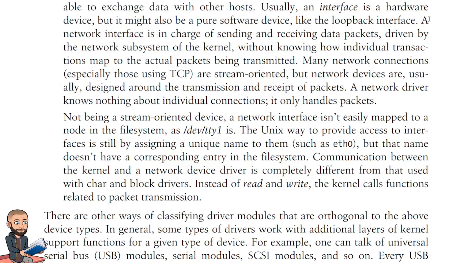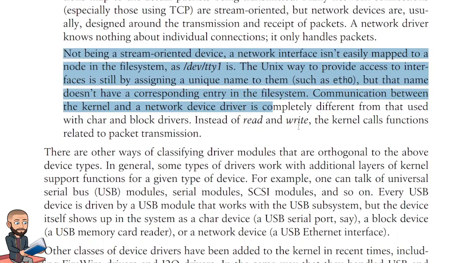Without knowing how individual transactions map to the actual packets being transmitted, many network connections, especially those using TCP, are stream-oriented, but network devices are usually designed around the transmission and receipt of packets. A network driver knows nothing about individual connections. It only handles packets. Not being a stream-oriented device, a network interface isn't easily mapped to a node in the file system, as /dev/tty1 is. So the Unix way to provide access to interfaces is still by assigning a unique name to them, such as eth0. But that name doesn't have a corresponding entry in the file system.